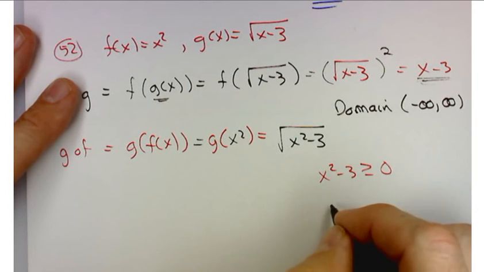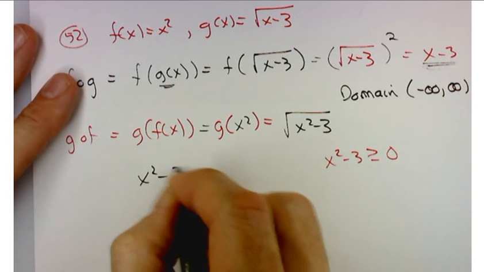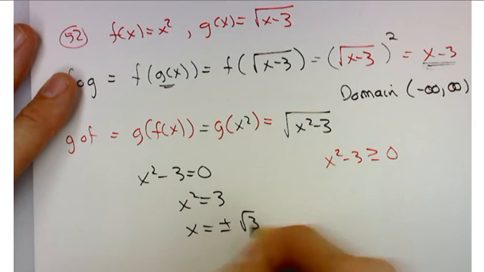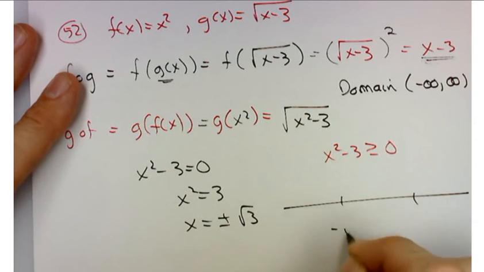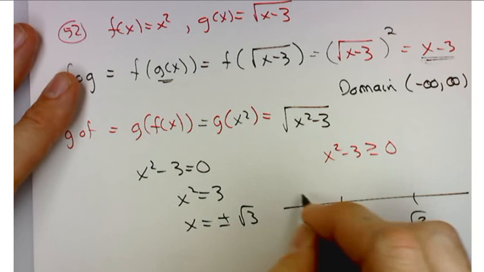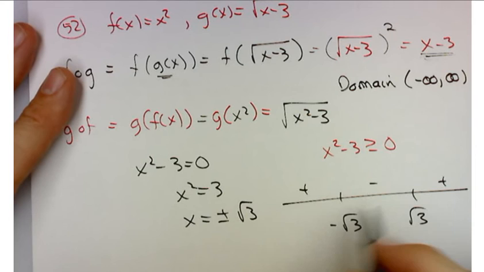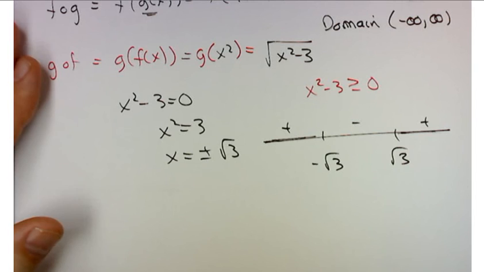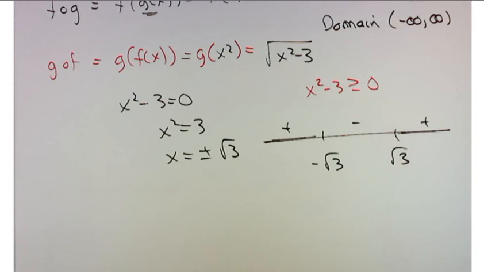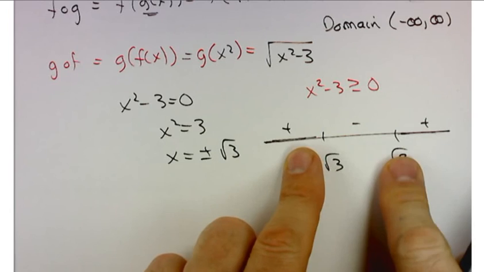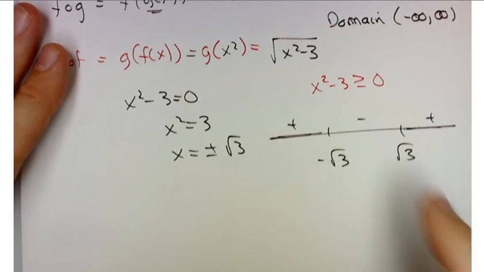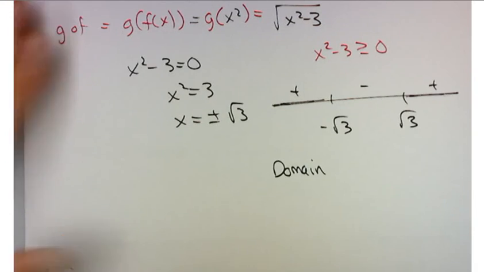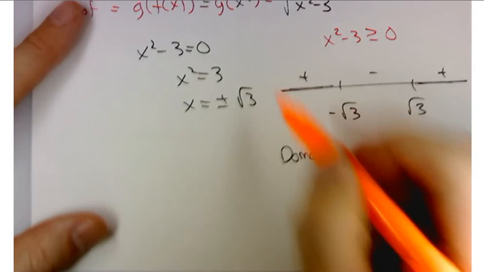You can test points in this. This is only going to be positive in the outside intervals. So there's a big chunk missing from the domain here. You're going to have this gap. If you were to graph this function, there'd be a gap between negative root 3 and root 3. So that would be your domain. Domain is this stuff right here. So from negative infinity to negative square root of 3, bracket, union, square root of 3 to infinity.